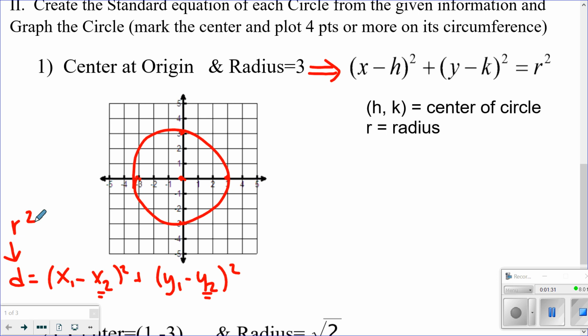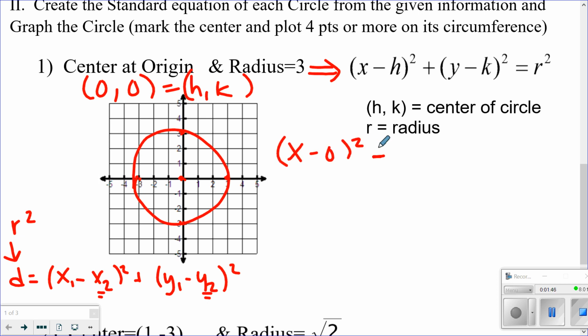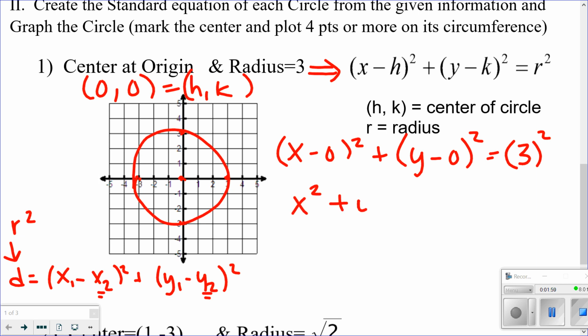All right, so plugging in what we know, the origin was at 0, 0. That's going in for h and k. And they told me my radius was 3. So we're going to plug in h, k, and r to find our circle. So we have x minus h quantity squared plus y minus k, which was also 0, quantity squared equals our radius squared. And to clean this up a little bit, x minus 0 is just x, y minus 0 is just y, and 3 squared is 9. There is our equation in standard form. Okay, next problem.